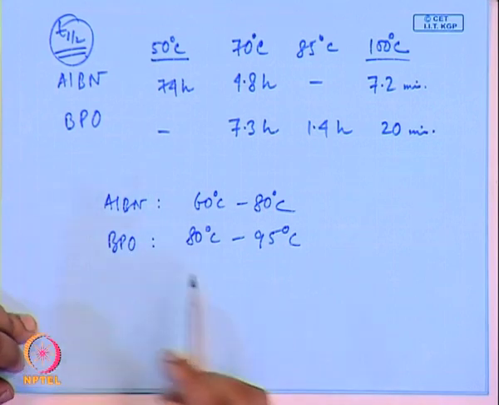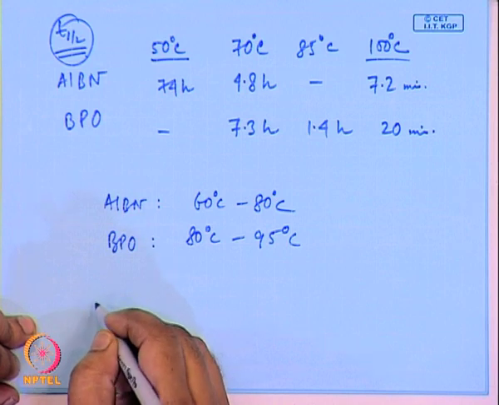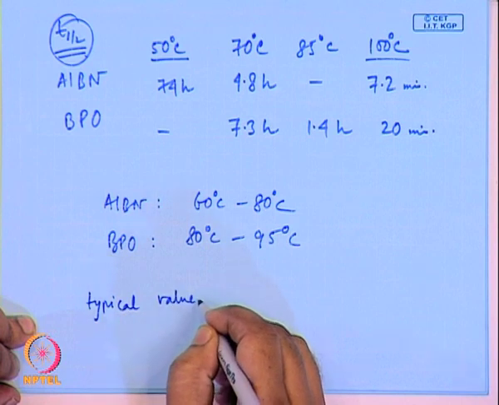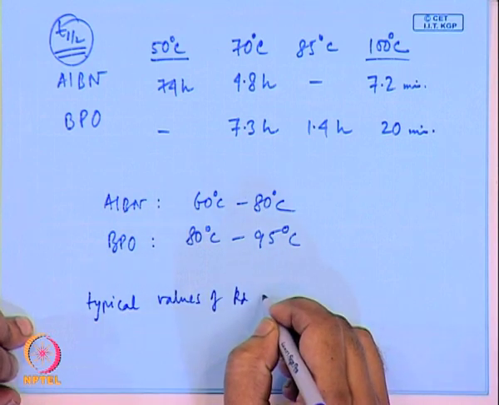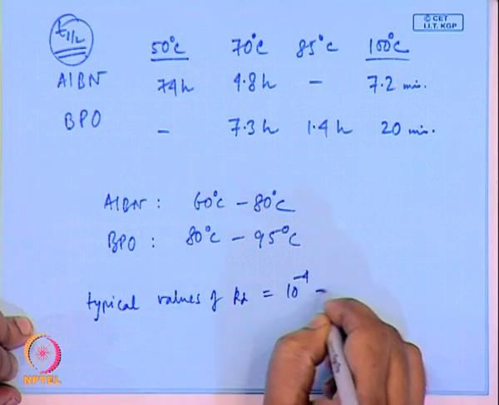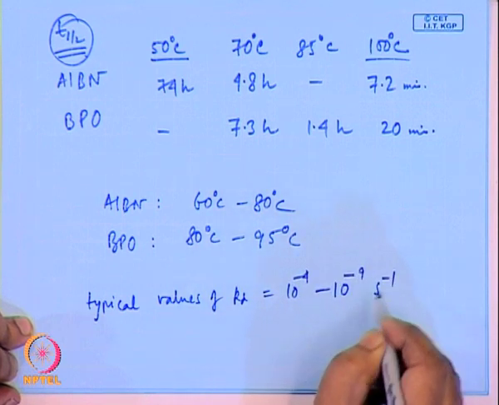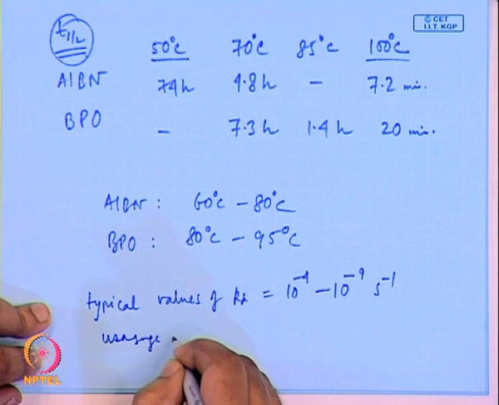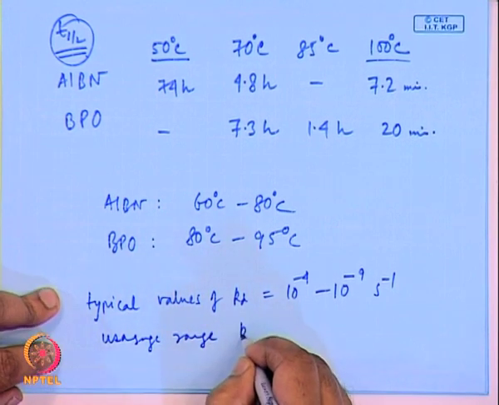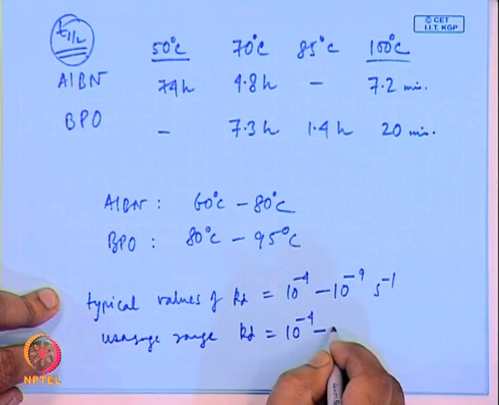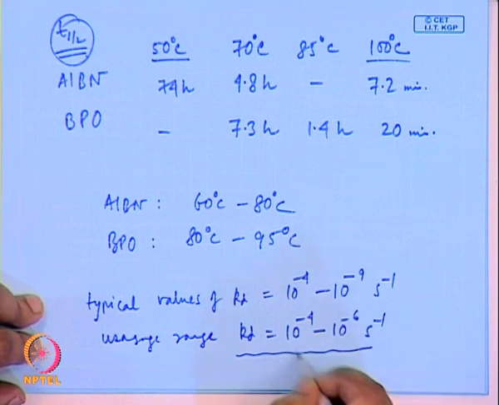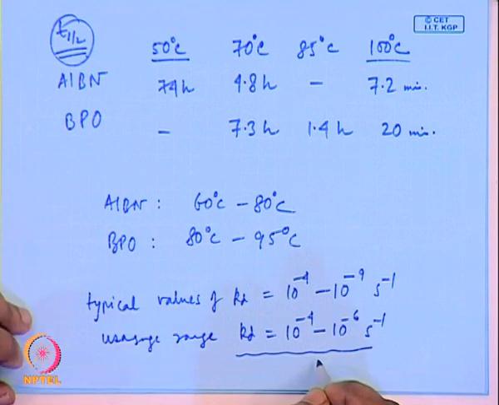Typical values of kd for a thermal initiator are 10 to the power minus 4 to 10 to the power minus 9 second inverse, and the usage range is where your kd is from 10 to the power minus 2 to 10 to the power minus 6 second inverse. The temperature where your kd lies between these is the temperature where the reaction is typically done.